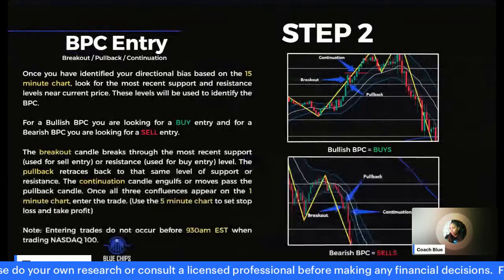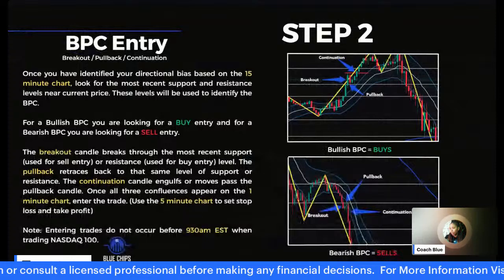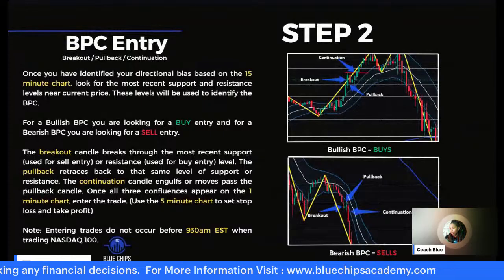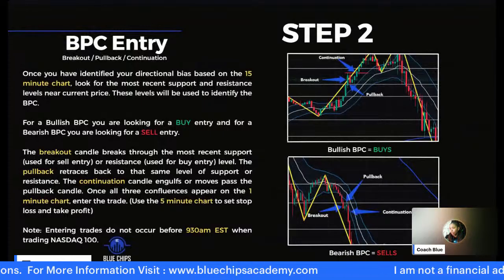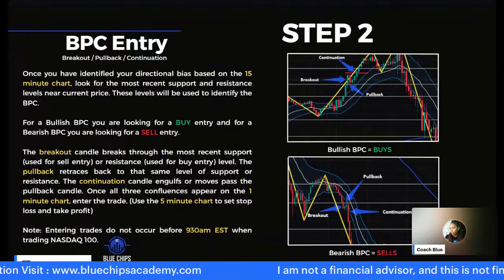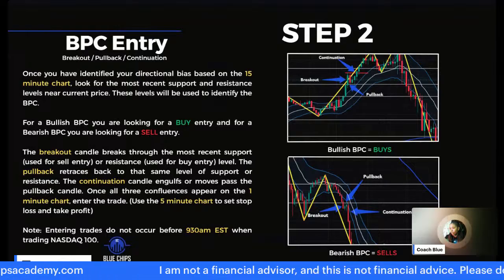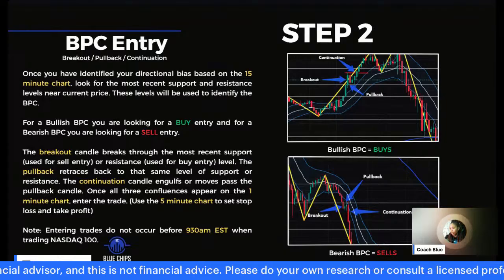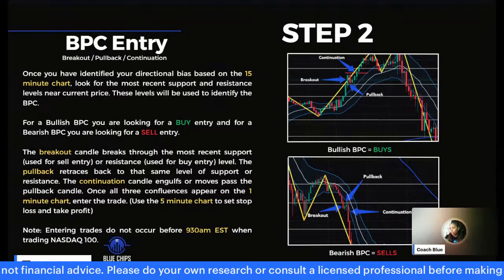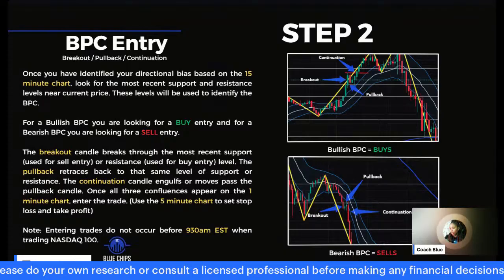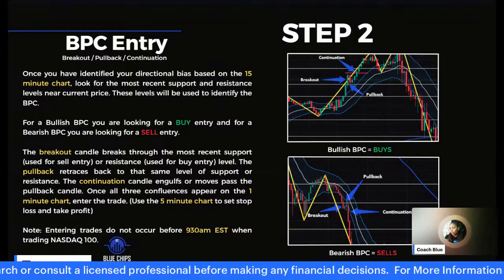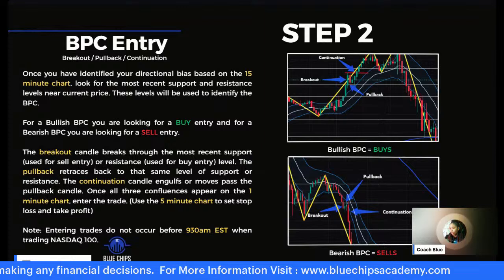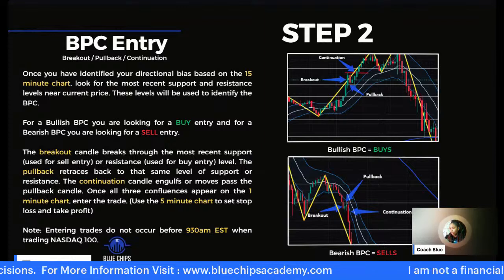Now step 2. Once we identify the directional bias for the day, we have to figure out when we look for the trade, what we're looking for to enter the trade, and what time frame. In this case, the BPC stands for breakout, pullback, continuation. If the directional bias is a buy, we're looking for a bullish BPC. If the directional bias is a sell, we're looking for a bearish BPC.